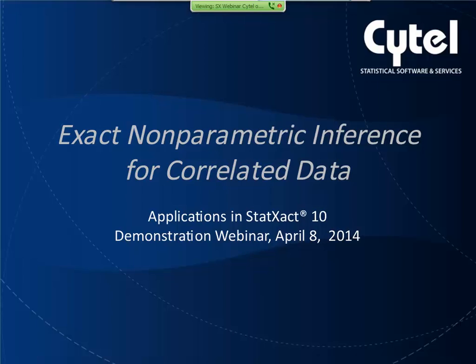Another question here from another attendee is whether these are available in SAS. The answer is yes, through Proc StatXact, which is the StatXact plugin to SAS. All of the procedures I've talked about today can be used in SAS as well, using that product.